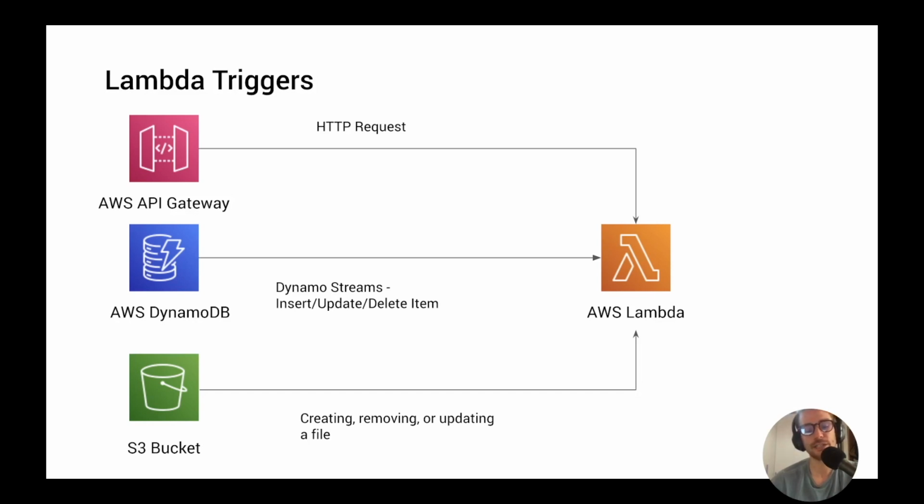Same thing for the S3 bucket. Let's say you want to trigger an AWS Lambda every time there is an upload on your bucket or every time you're removing a file on your bucket. You can do that by using the S3 events and link it as the Lambda trigger. So every time there is, let's say, an update on your bucket, you're going to call the AWS Lambda which is going to send an email, for example, to your customers.